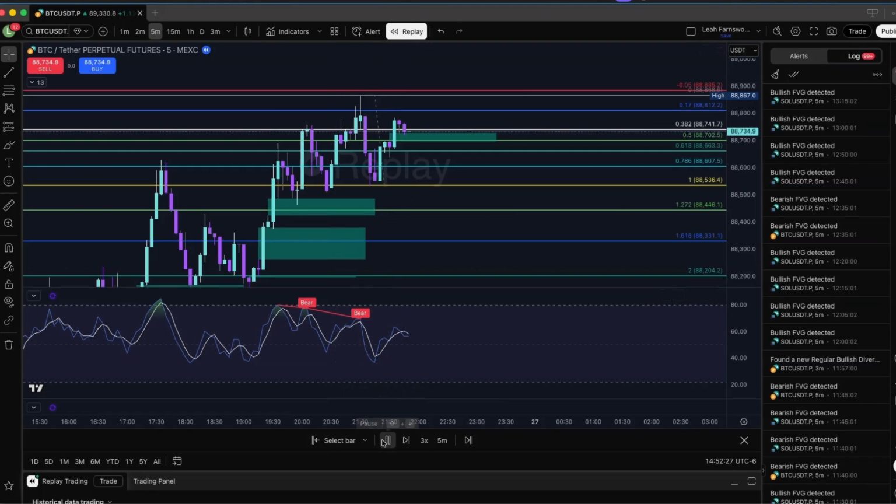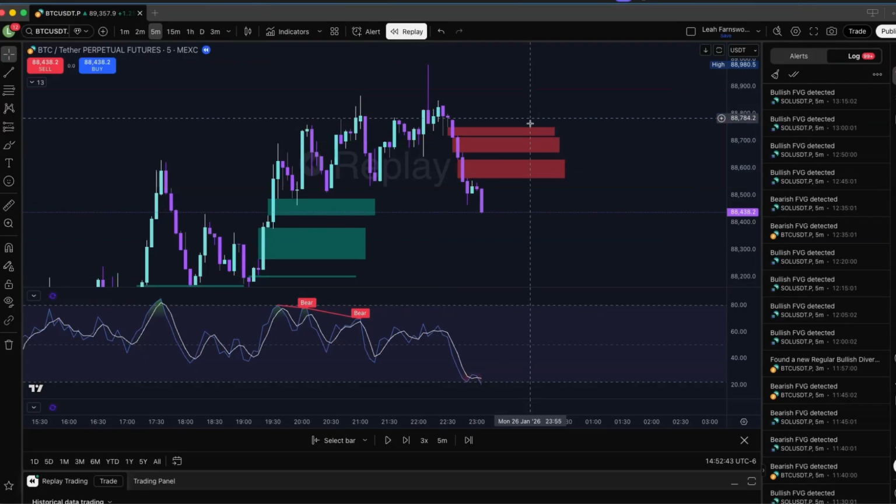So if we play this forward, we can see what kind of happens here. We would have for sure been whipped out. Does it probably come back down after that? Probably yes. So probably a nice liquidity sweep type of area, but you never know. I'm usually just getting out if I see something going against my short trade theory.